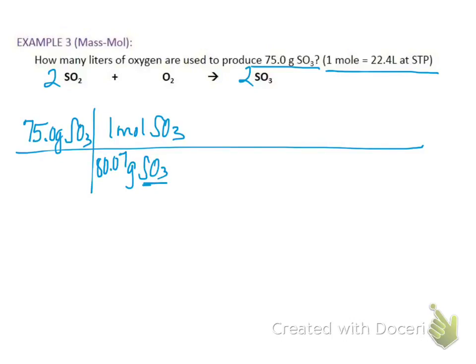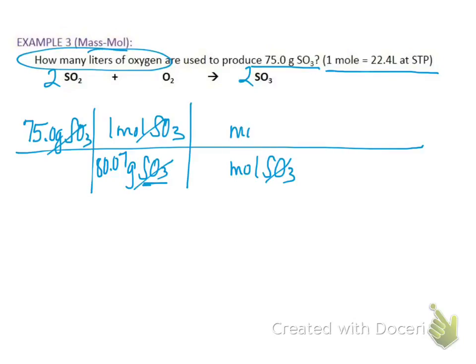80.07. Again, I encourage you to stop and pause this. This would be a good time to actually try to set some of it up and see if you do it the way I do it. Okay, grams cancel. Now I'm going to use my mole ratio, so I can go from SO3 to oxygen. So I'm going to have moles of SO3 because I want to get rid of it, and I'm going to oxygen ultimately, so I'm going to do moles of oxygen.